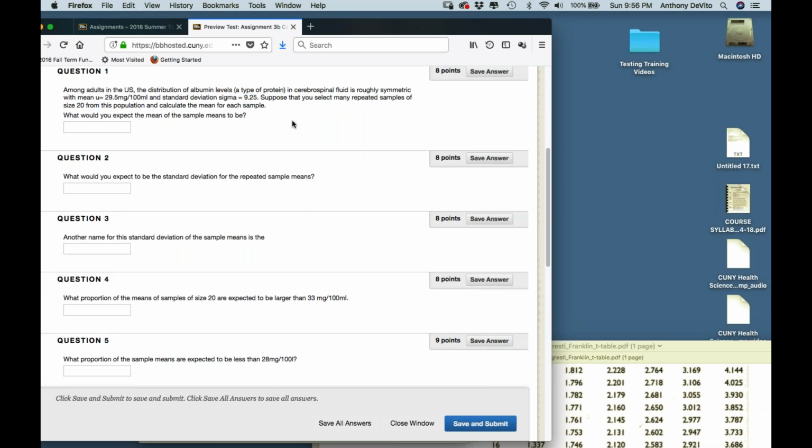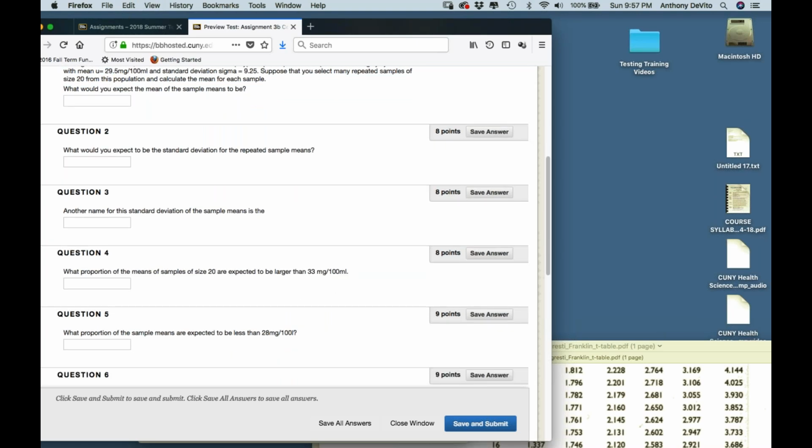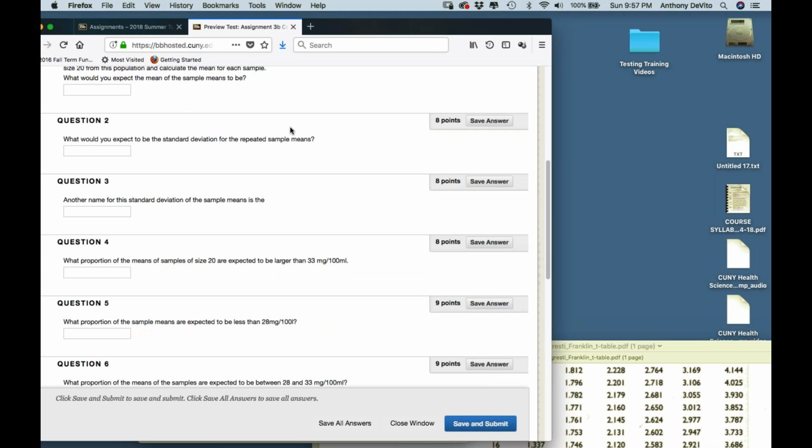Suppose you select many random repeating samples of size 20 from the population and calculate the mean for each sample. What would you expect the mean of the sample means to be? Well, you would expect that to mimic the population mean, right? What would you expect the standard deviation to be for the repeated samples and the means?